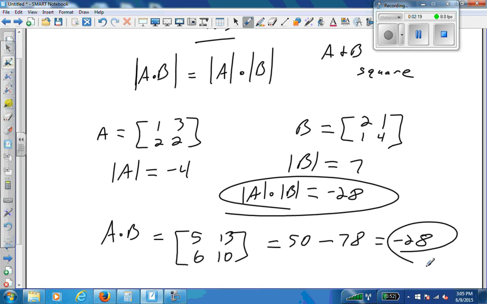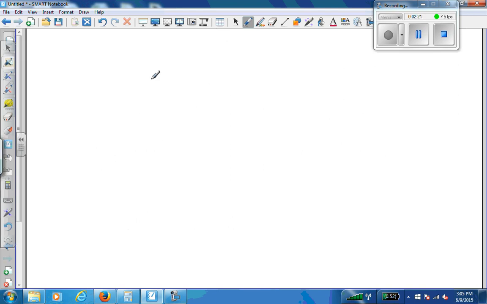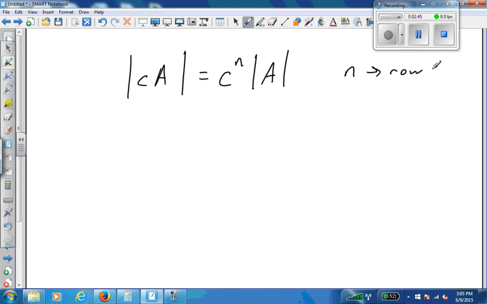Another property of determinants is if we have matrix A and we multiply matrix A by a scalar, and we want to take the determinant of that, it's equal to the scalar raised to the nth power times the determinant of A, where n is the rows or columns of A.